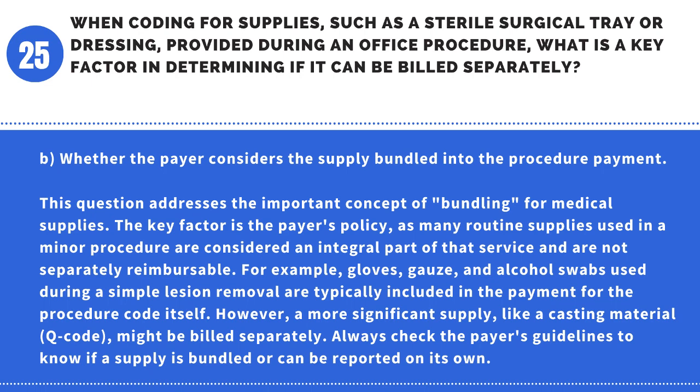This question addresses the important concept of bundling for medical supplies. The key factor is the payer's policy, as many routine supplies used in a minor procedure are considered an integral part of that service and are not separately reimbursable. For example, gloves, gauze, and alcohol swabs used during a simple lesion removal are typically included in the payment for the procedure code itself. However, a more significant supply like a casting material, Q code, might be billed separately. Always check the payer's guidelines to know if a supply is bundled or can be reported on its own.